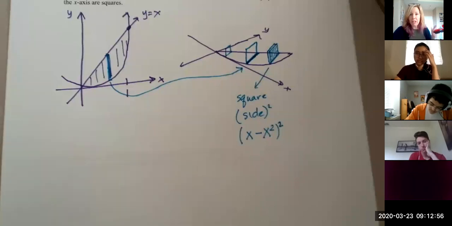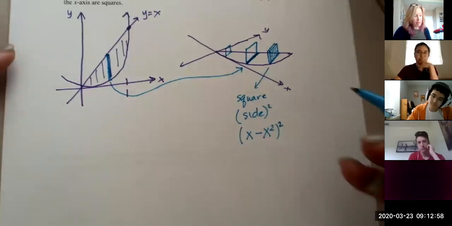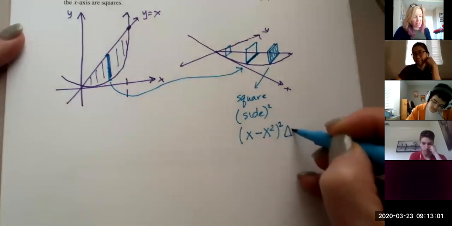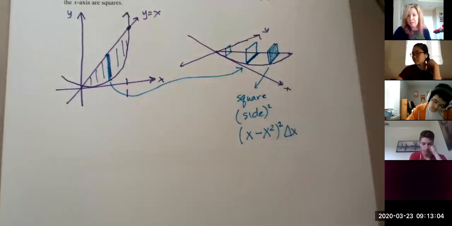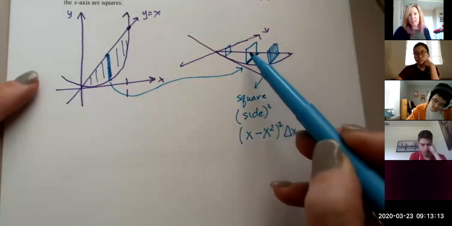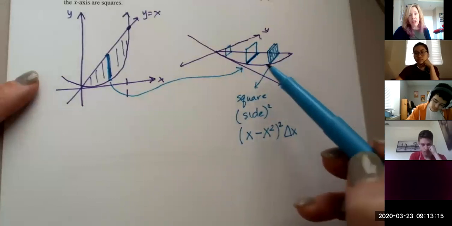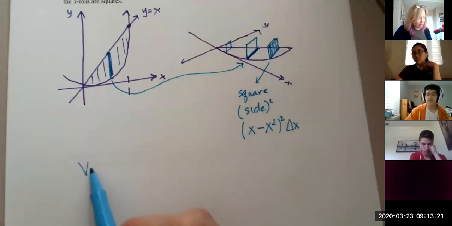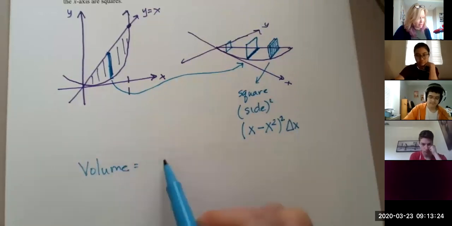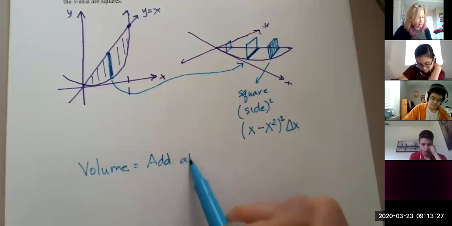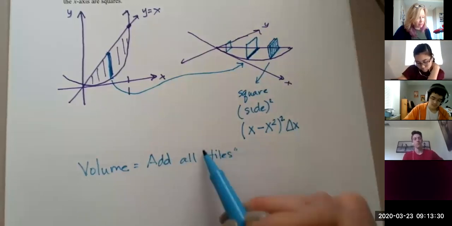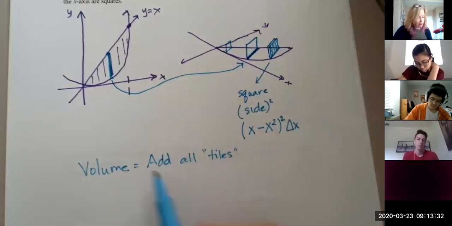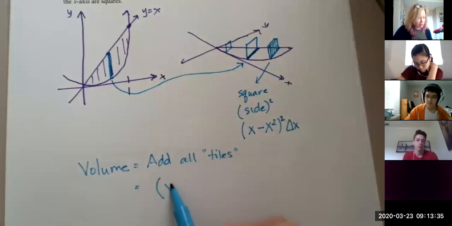But if I'm trying to find volume, I know that that square has a width to it, which means whatever that little width is, we'll just call that delta x, is the width of that square. In order to find the volume of this, I need to add together all of those little tiny tiles. How do I add together a lot of little things? Well, I integrate them. So I'm going to go back over here and say, if I'm trying to find the volume of this, I'm basically going to add together all those tiles. I'm just calling them tiles for the sake of a language for them, which is the same thing as saying I've got all of these squares.